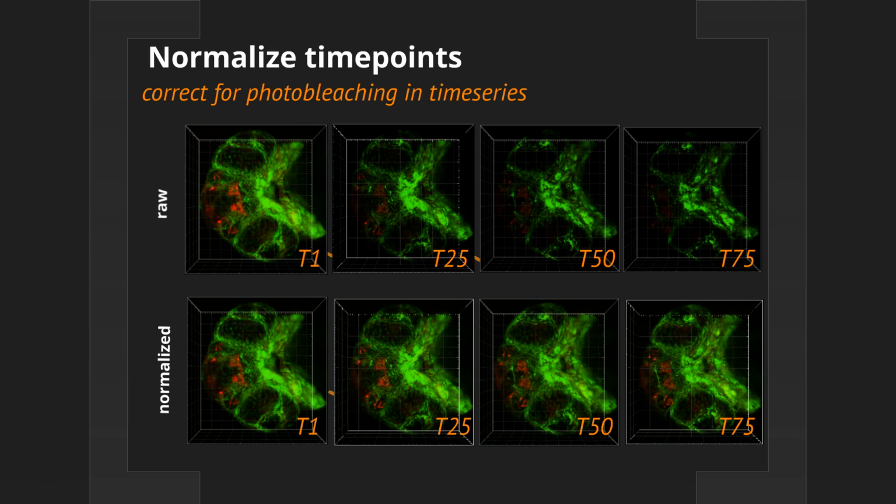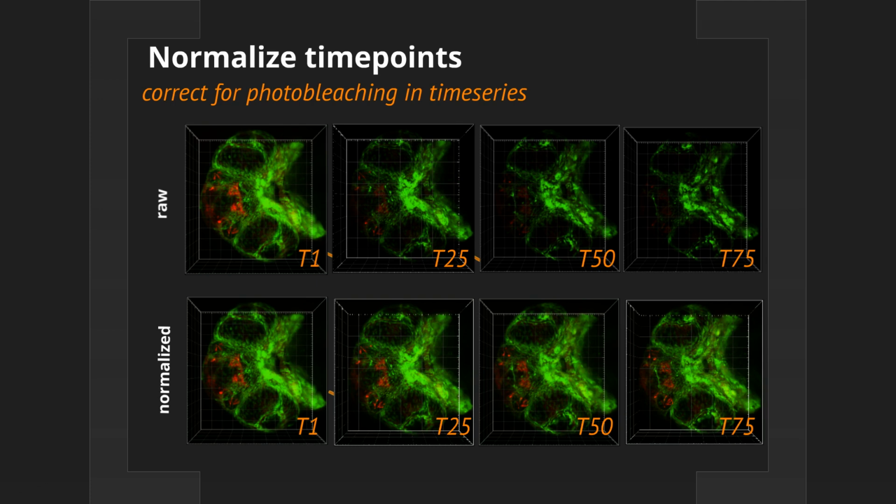So we have a function called normalized time points that would allow you to take the intensity information from the first time point, and basically do, again, a correction so that it's applied throughout the whole time course. Again, that is potentially going to bring up background problems for you, but background subtraction can help.